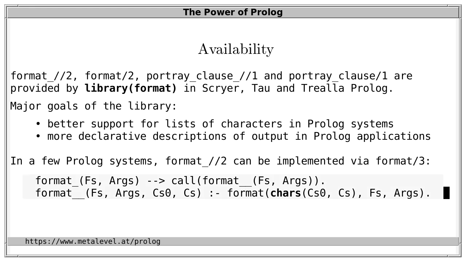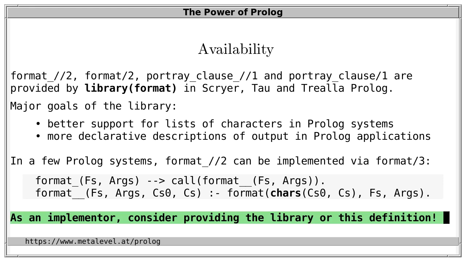So if your Prolog system has such a predicate format, then we can use it to define the non-terminal format_ very easily. And if you're an implementer, then I recommend that you either provide the format library in your system or at least this definition, so that at least format_ is available as a DCG non-terminal to nicely describe formatted output.